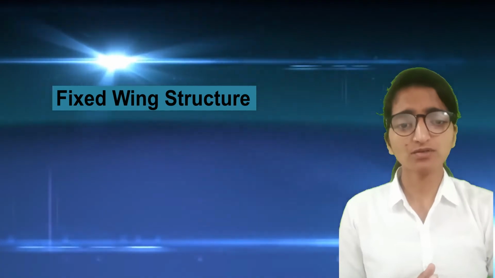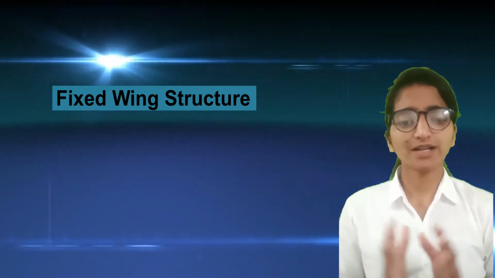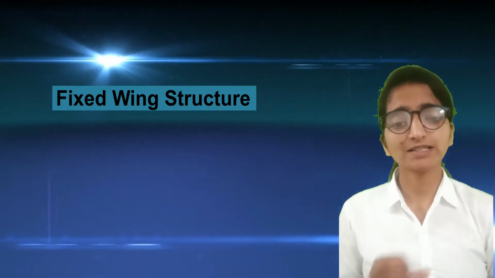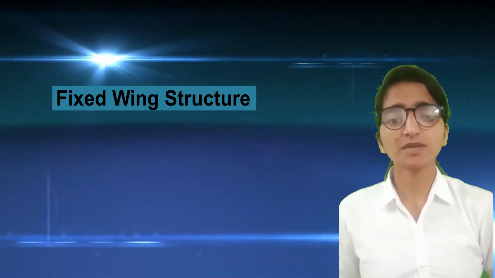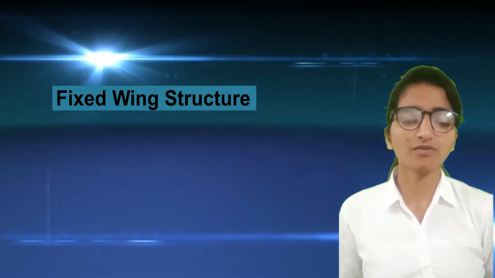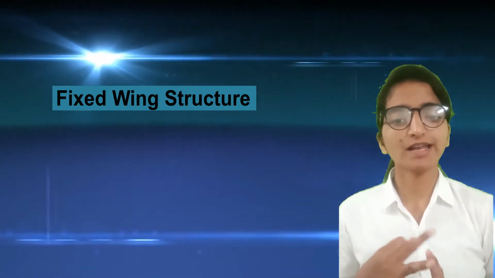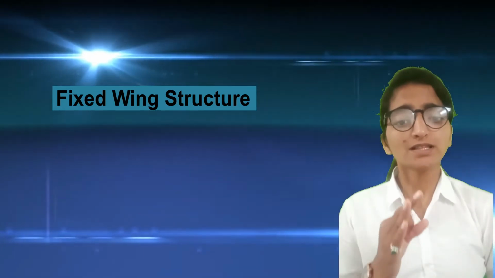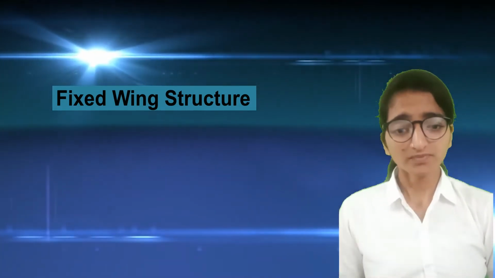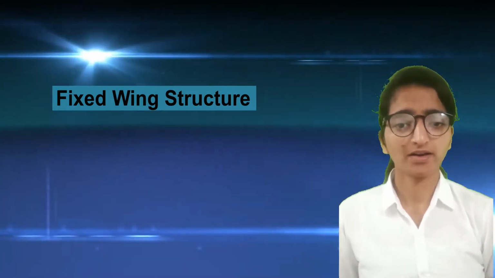But first of all, if we talk about the stability criteria of aircraft, then basically three basic stabilizers are used in aircraft for its stability: aileron, elevator and rudder. So in drones also we are using three main stability parameters, right?